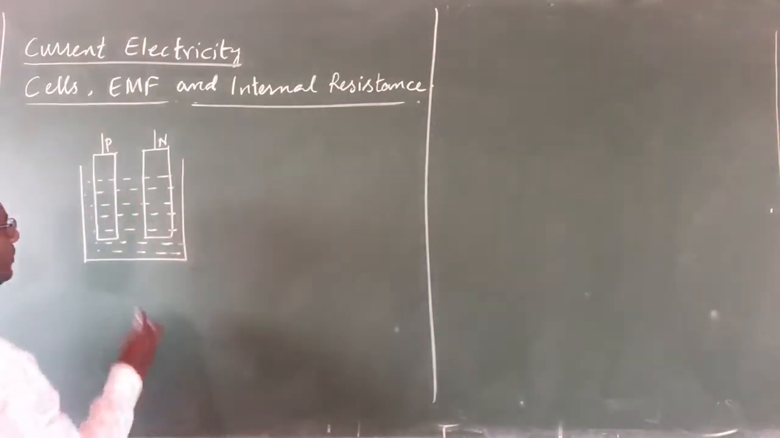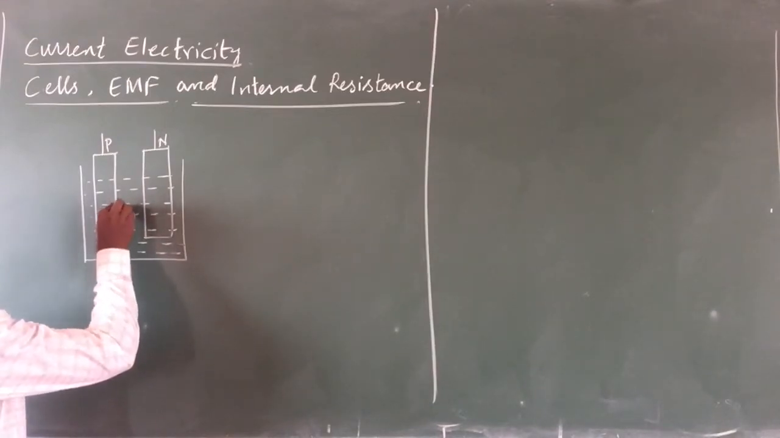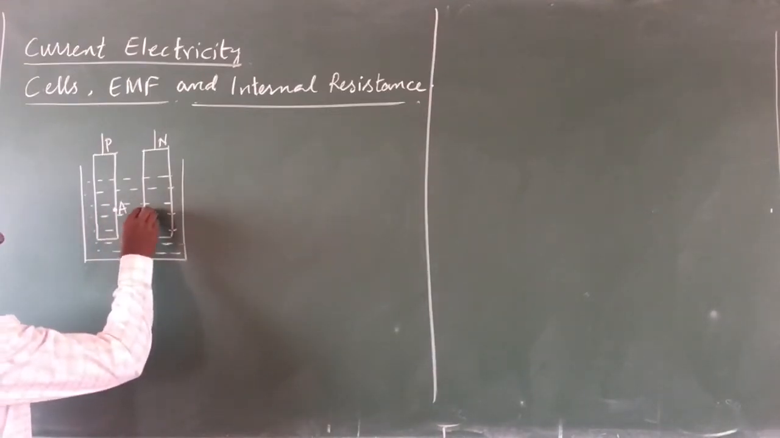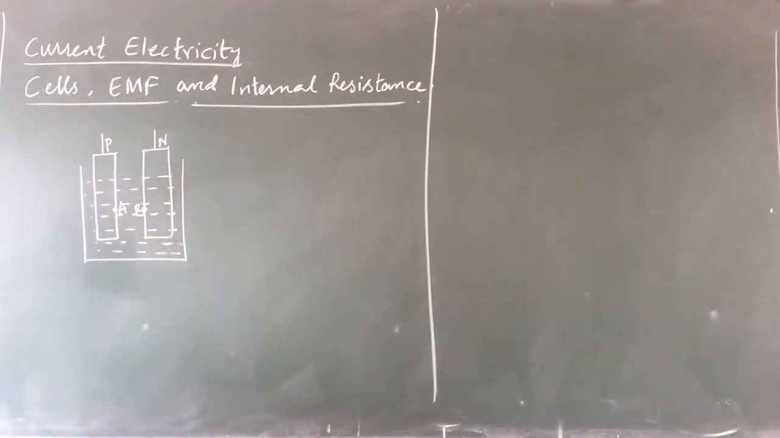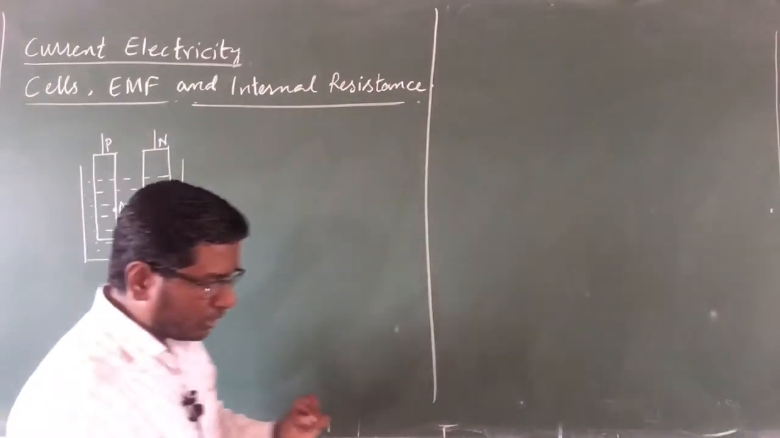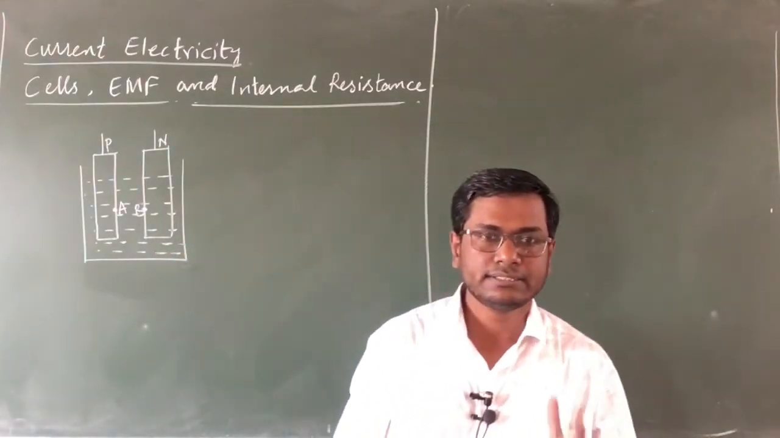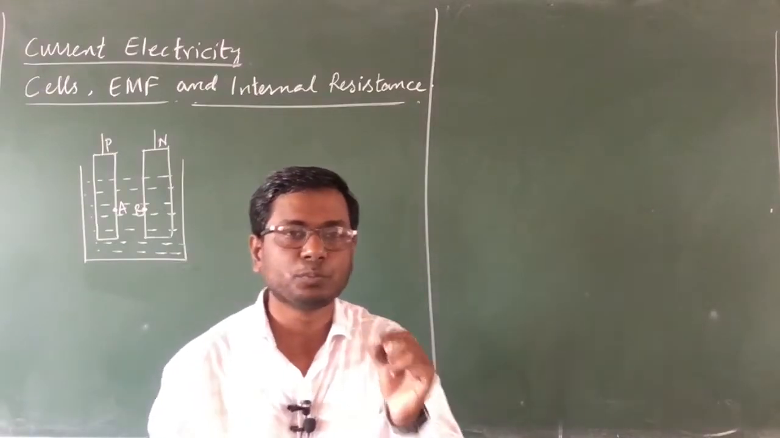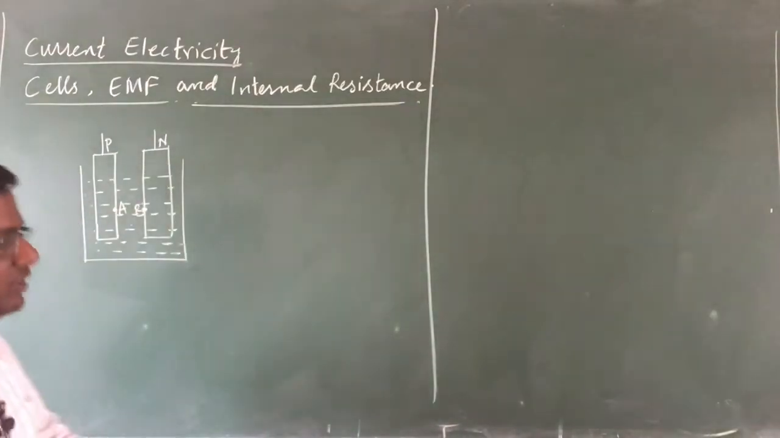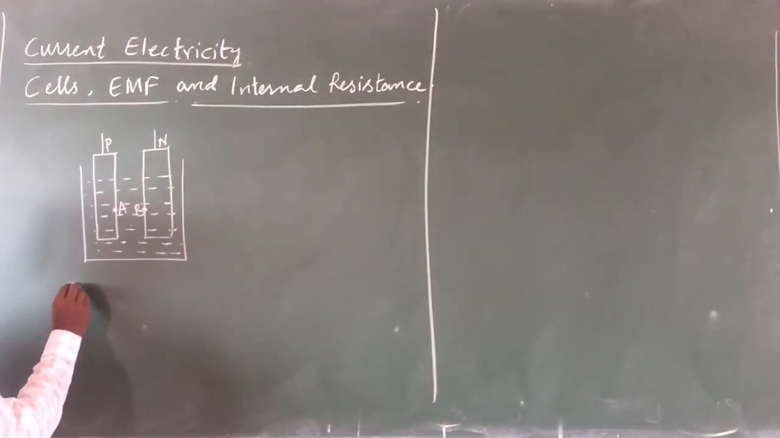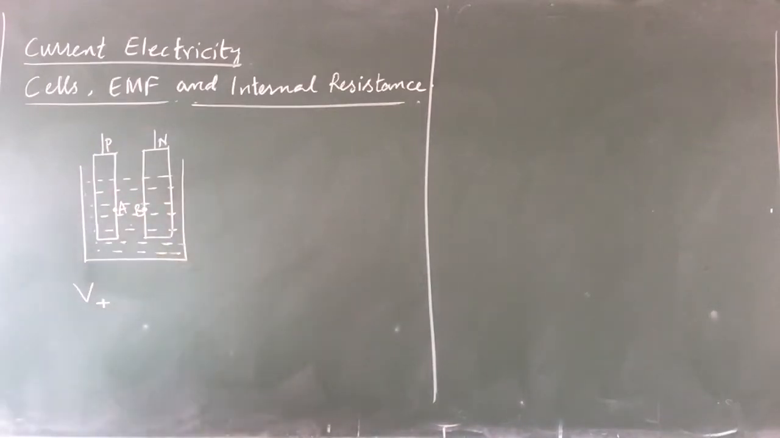Let us take 2 points. One is on this plate, that is the positive plate. Let's call that point A. And on the negative plate, let us say there is a point B. Now, if I want the charges to move in a particular direction, then there should be a small potential difference. So there will be one positive potential. I will call that positive potential V plus.